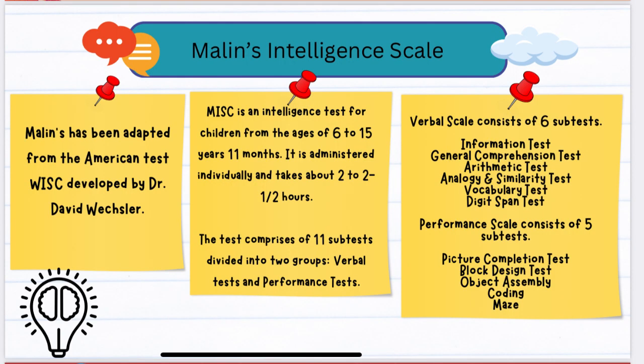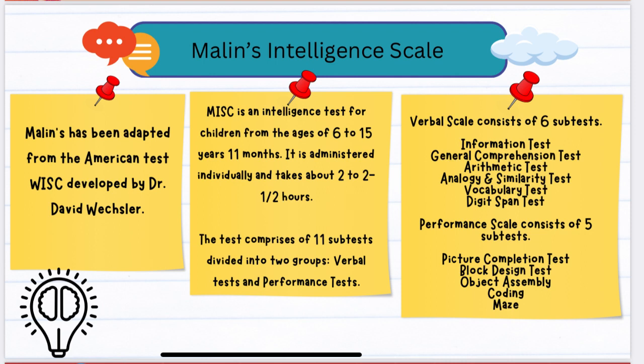Malin's Intelligence Scale. Malin has been adapted from the American test WISC developed by Dr. David Wechsler. MISC is an intelligence test for children from the ages of 6 to 15 years 11 months. It is administered individually and takes about 2 to 2.5 hours. The test comprises 11 sub-tests divided into two groups, verbal test and performance test.